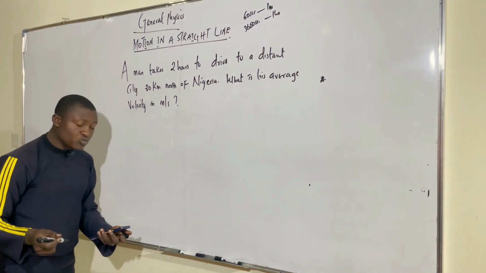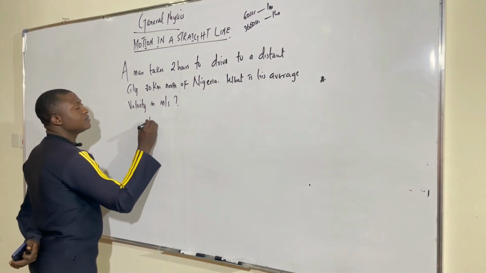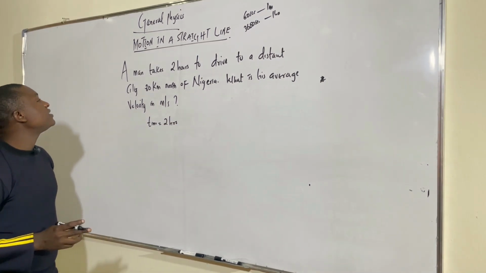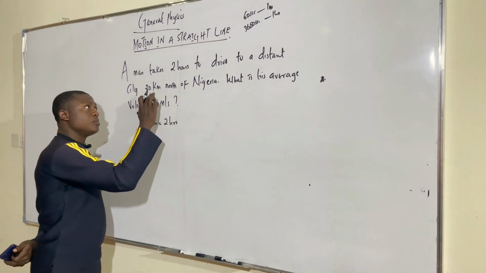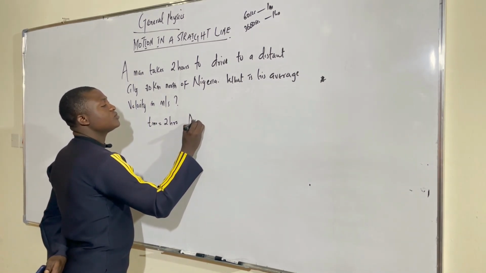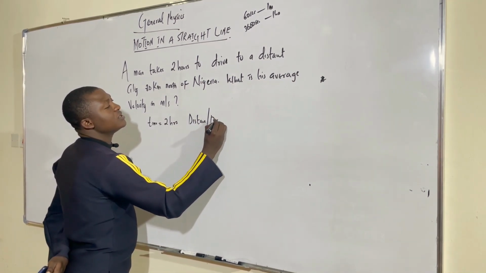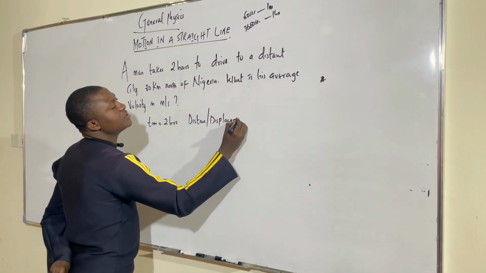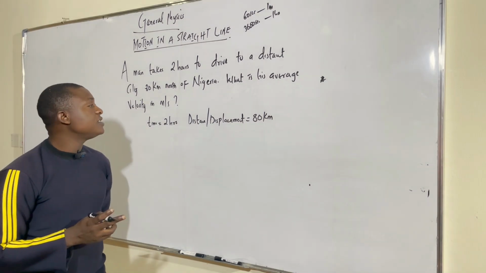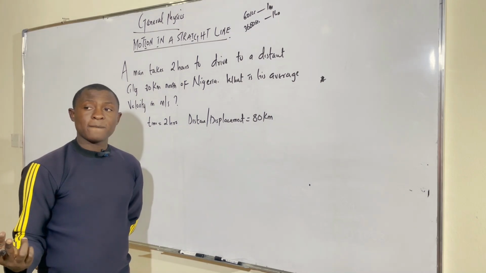A man takes 2 hours. That's our what? Yeah, good. So we are given time to be 2 hours. Then to drive to a distant city, 80 kilometer, as we know that when we have kilometer it is for distance. So we are given distance as well. I told you either distance or displacement, we are still referring to the same thing. So here we are given the value to be 80 kilometer. But now the value of the distance or displacement is in terms of kilometer, meaning we have to convert it to meter.